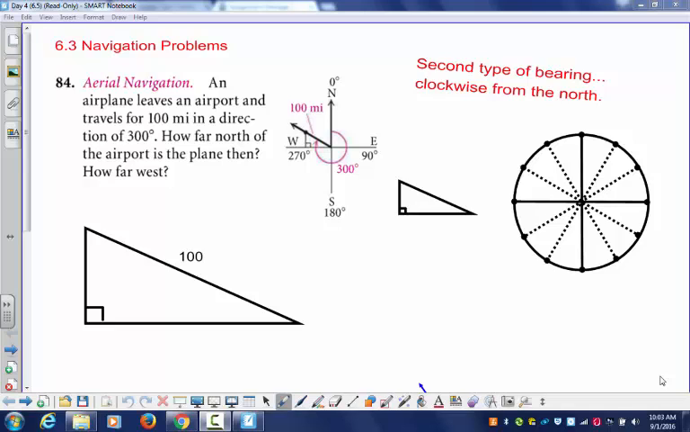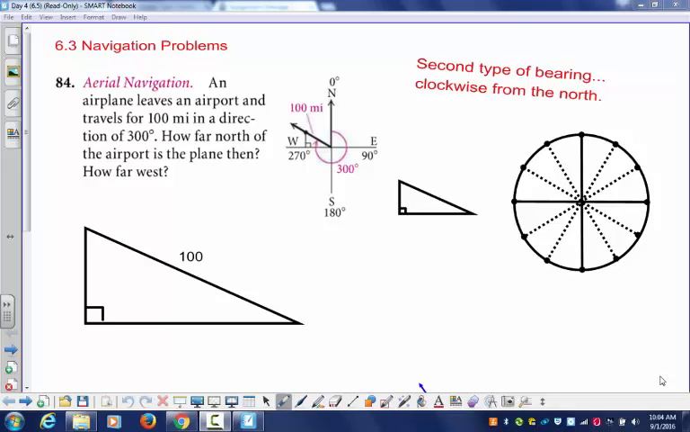And the second type of bearing is from the North Pole clockwise. So that's also different than the standard way we think about angles in general. In general, we think about angles rotating counterclockwise from the positive x-axis. But when we're talking about navigation, there are two types of bearing. When we're talking about the application, whether it's an aerial navigation problem or a boat navigation problem, we use one of these two types of bearings.